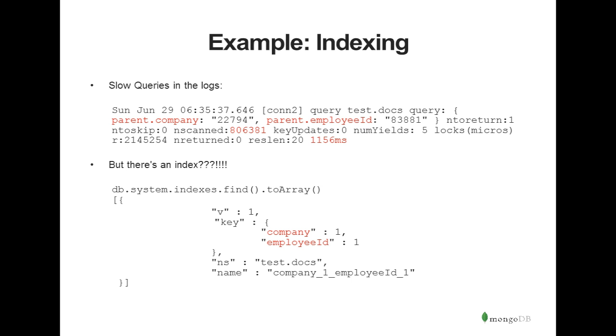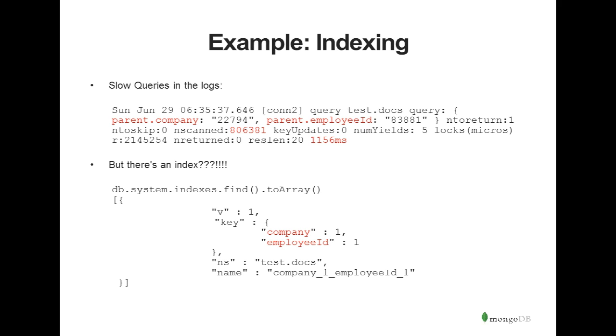All right, let's do another example. So we talked about schema design, we talked about access patterns. Let's talk about indexing. So here is an example of a customer that was having slow queries in the logs. So if you look at the output of the log file there, you can see that they're searching on 2 fields, and they scanned 806,000 documents, and it took 1.1 seconds.